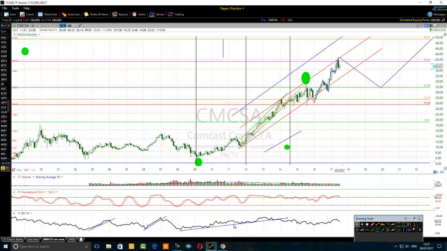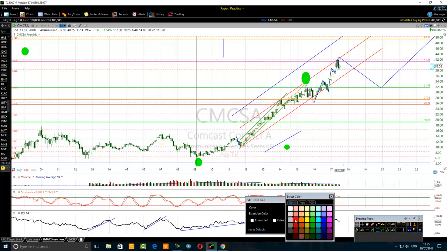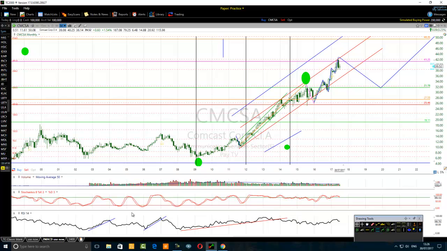Let's put a bit of color into it to please the eyes of traders that are using powerful computers, high definition, 4K. Make it more interesting.